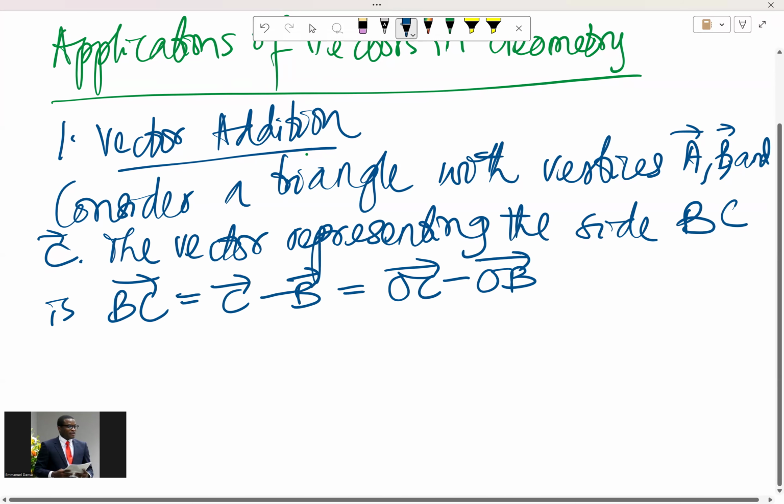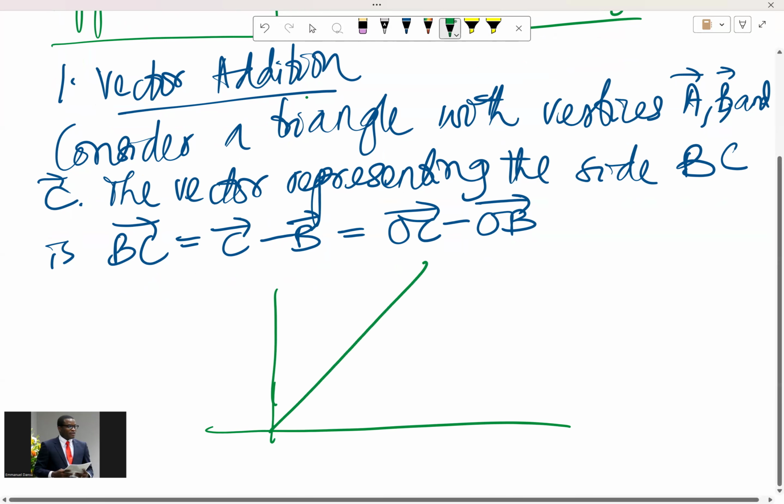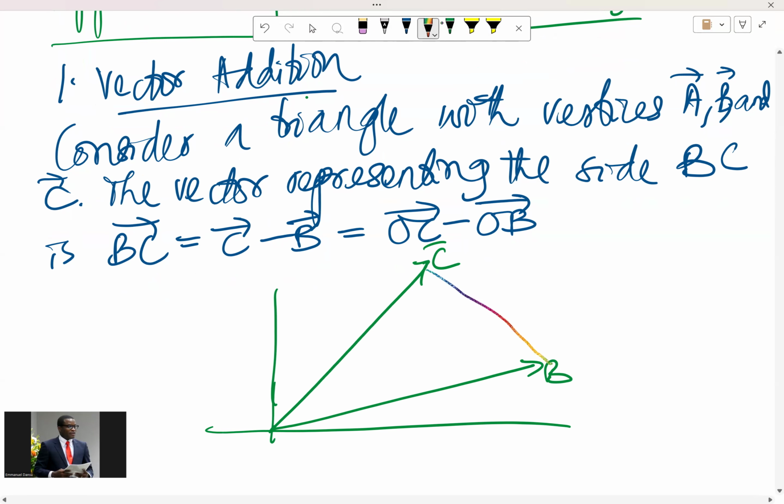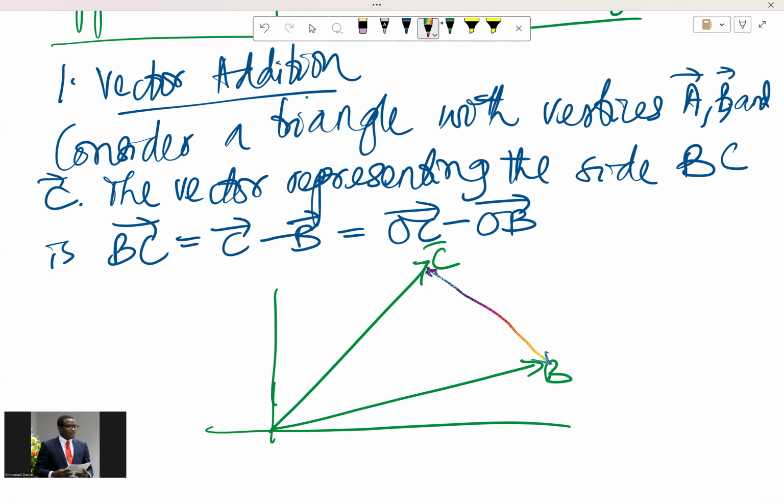So I think I should be able to do a kind of representation of this. Imagine that you have, okay, I need a bright color here. Let me do green. So you have something like this. From the origin, you have vector C, and then from the same origin, you have vector B. If you want to get this line between B and C now, that'll be OC minus OB. OC minus OB gives you the distance BC.